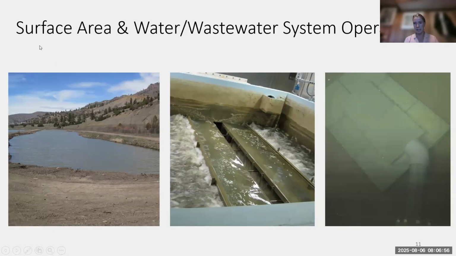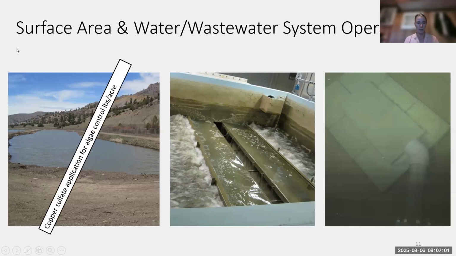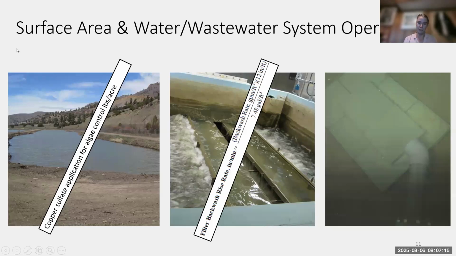And here are some more direct examples from wastewater system operations. We could be calculating copper sulfate applications for algae control, maybe in pounds per acre. So copper sulfate in pounds, and then looking at the acre of space that we'll need to cover. Could be looking at filter backwash rise rates. That calculation is in your formula sheet.